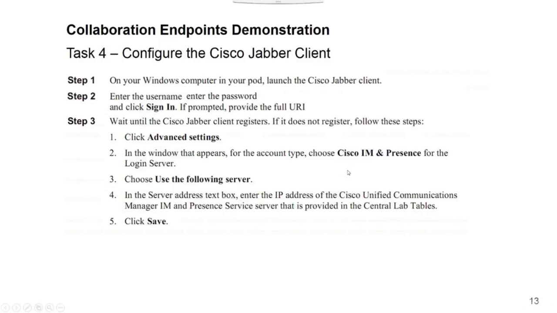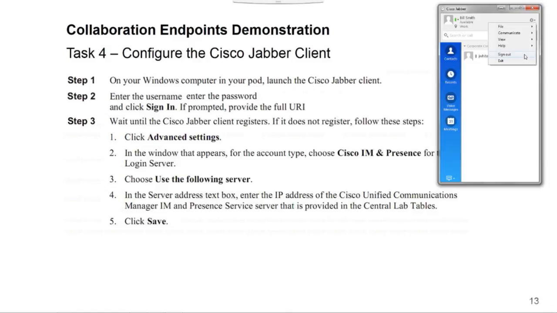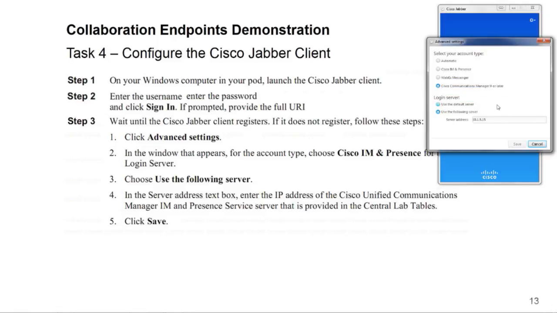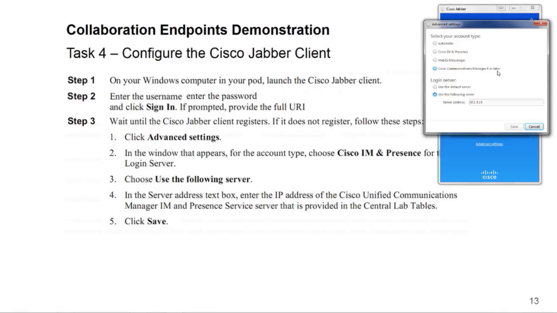So if we log in, one of the things I want to point out here, in fact, let me go ahead and sign out real quick. One of the things I want to point out are some of the settings that we have under advanced settings. If we go to advanced settings, we are communicating with Unified Communications Manager 9 or later in this case. Now, you could choose an account of IM and presence, but we want desk phone mode in this particular case. So we want the control to be done through Cisco Unified Communications Manager. That's going to give us the ability to have that CTI integration to control the phone.